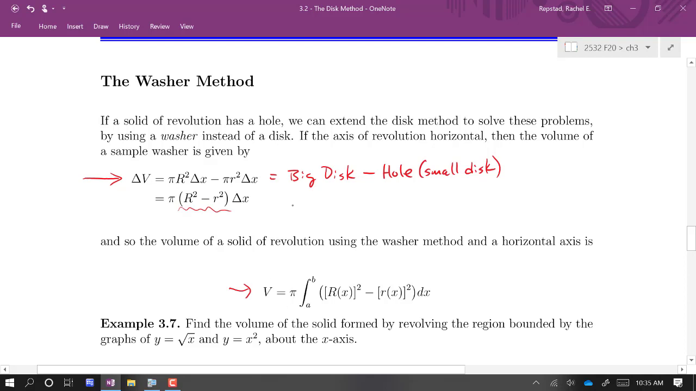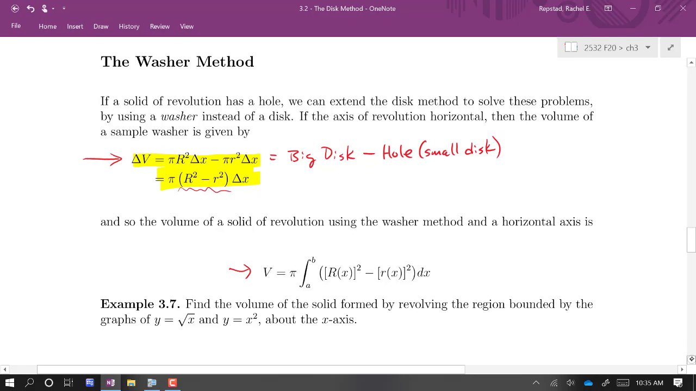But again, I don't really memorize that formula. I just think about putting this piece together. And then again, if I can write an expression for the volume of the sample washer, the integral will write itself. So I don't worry about memorizing an integral formula. I just try to think of the piece that I need.